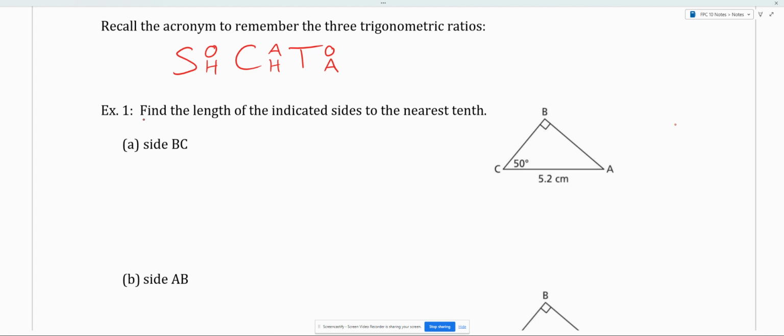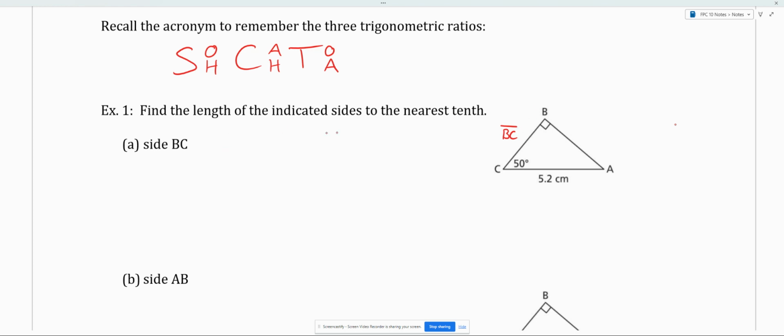All right, so let's see how to use this. Find the length of the indicated sides to the nearest tenth, or one decimal place. We want to find side BC. So let's look at this triangle. There's my 90-degree angle. Side BC is right here, so I'm going to call that BC with a line over top. That's just another way to name it. We could call it X too, but we're just going to call this side BC.